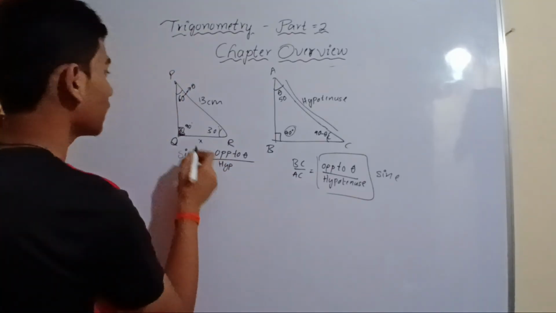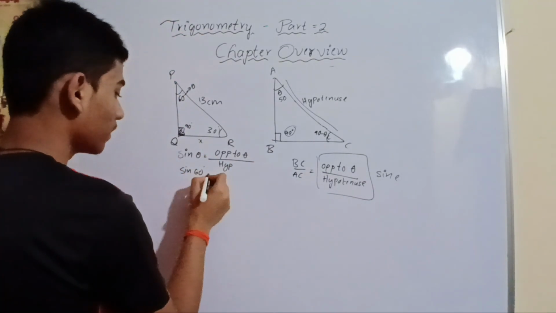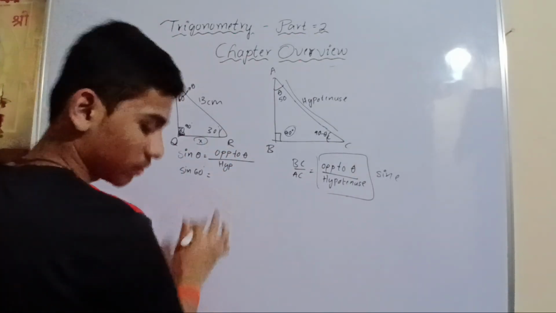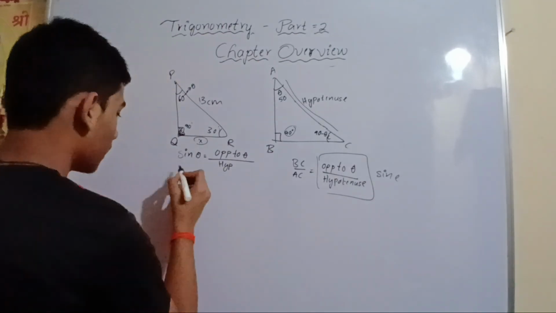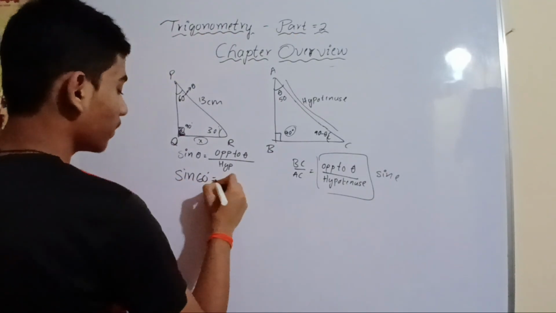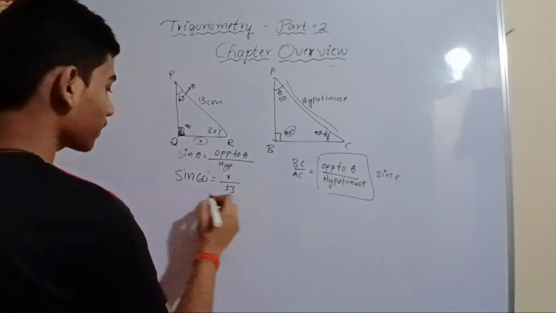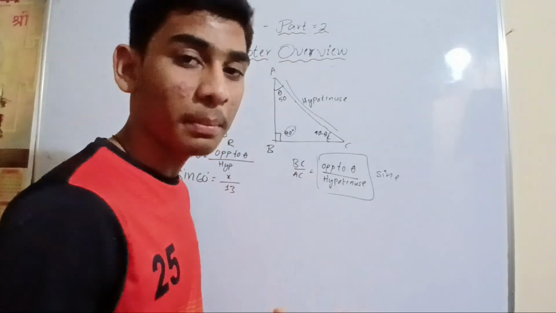Sine theta, what is the value of theta here? It's 60. Sine 60 is nothing but opposite, that's x, is equal to, wait a minute, sine 60 is equal to x by hypotenuse 13. What's the value of sine 60? Root 3 by 2.